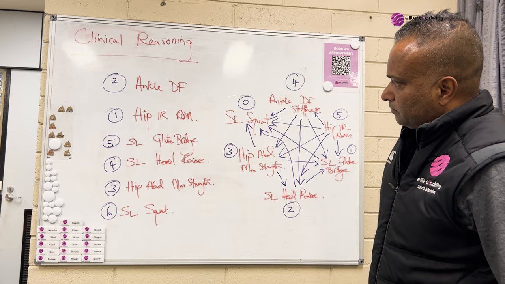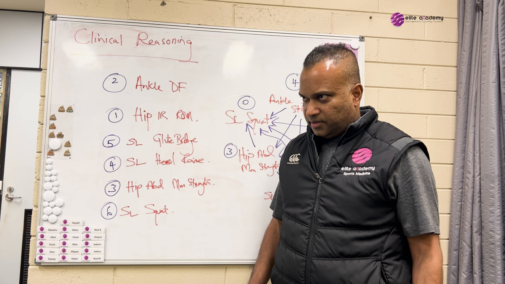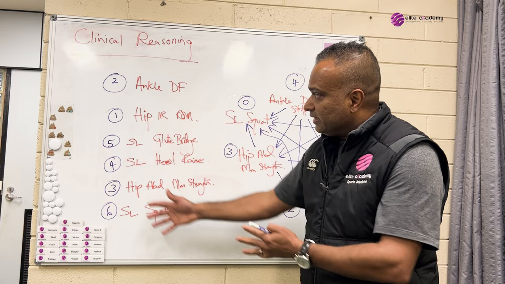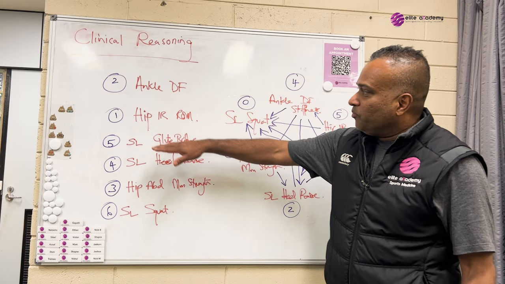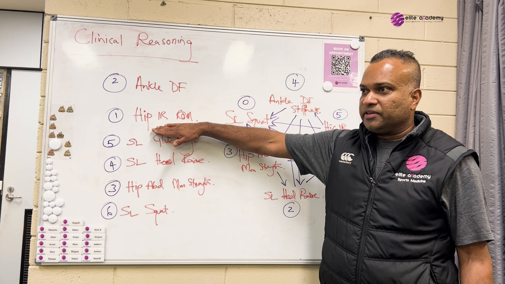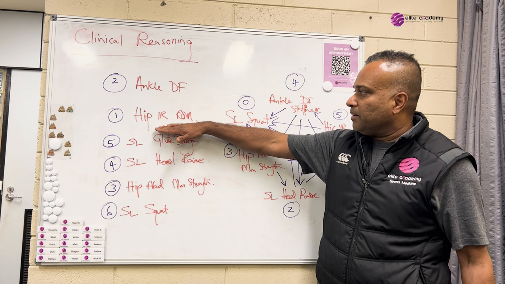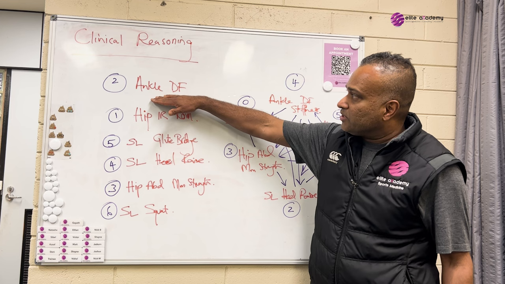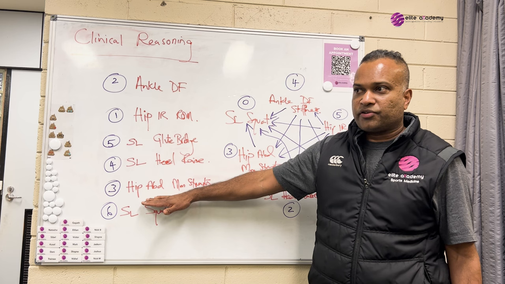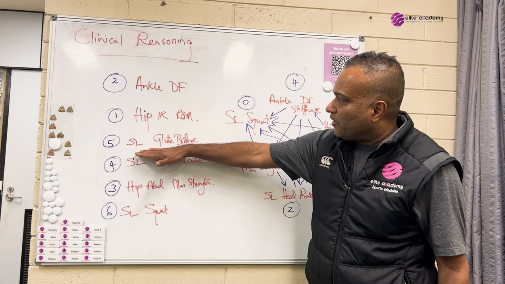So what have we created here? A prioritized list. Now, we've made the priority, right? Let's relate it back to our athlete. In our findings before, we did talk about hip internal rotation, and you talked about joint stiffness. That has now come up to the top of the list. We've worked our way through it. Ankle dorsiflexion was up there as well, so that's come up in this list too. Number three, hip abduction muscle strength. Number four, single leg heel raise. Number five, single leg glute bridge. And single leg squat.